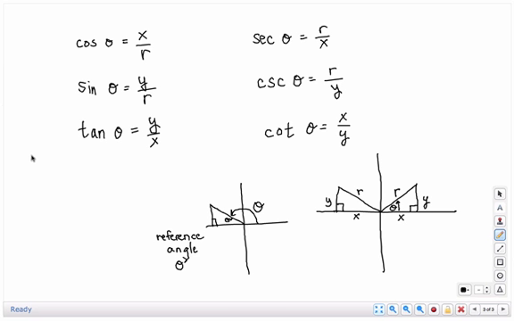And then tangent, I remembered this one because it's like slope. And slope is the change of Y over the change of X. So tangent is your Y over your X value. And then once I remembered that, then I remembered what the reciprocal functions for each of these things were.